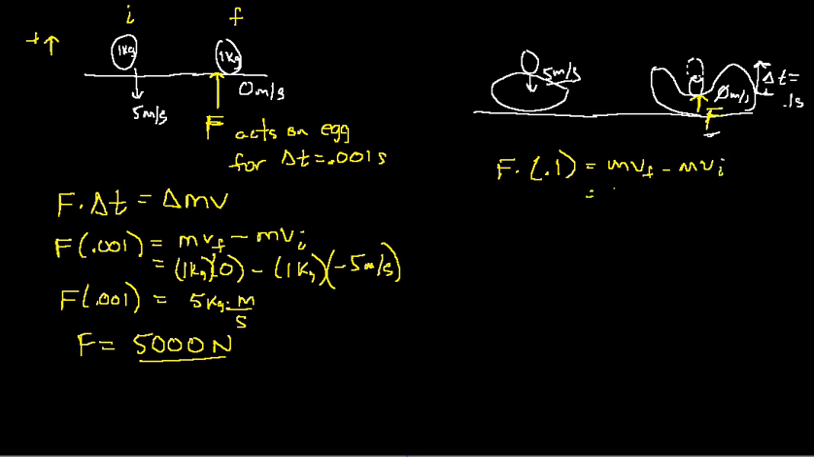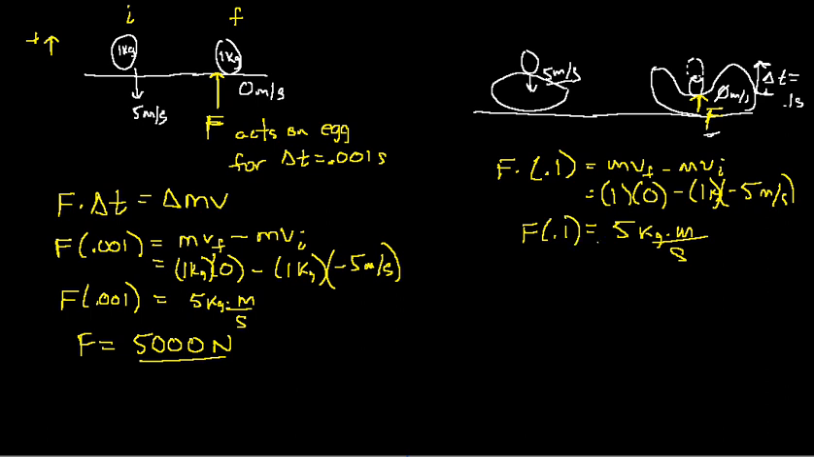In this case, its mass is 1 times the final velocity, which is 0, minus the initial mass, which is still 1, times the initial velocity, which is going to be negative 5 meters per second because it's traveling down. So this is 5 kilogram meters per second, equal to F times 0.1. And you calculate this and you see F is equal to 50 newtons.